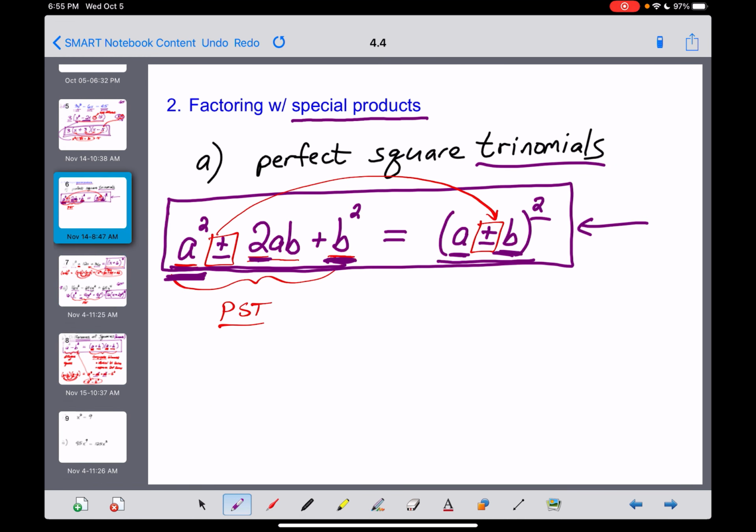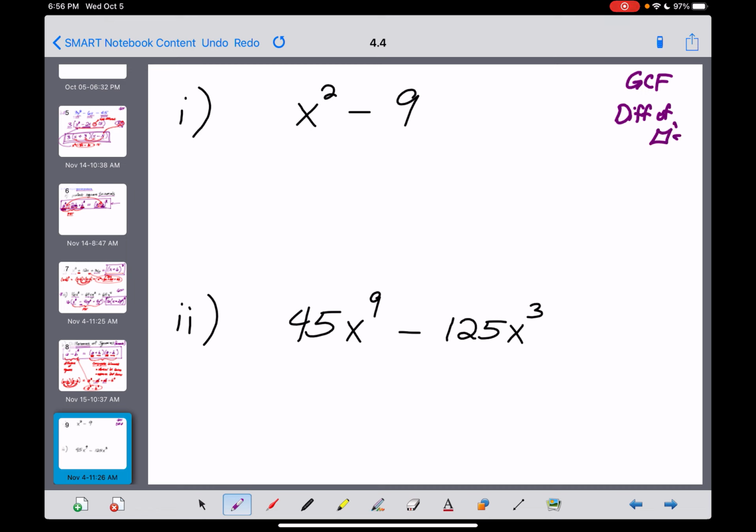But with a binomial, the only way you can factor that is to first pull out a GCF, and second, to look for a difference of squares. There you go. So there is no GCF. Now we have to check, is this thing a difference of squares? Is your first term a perfect square? Yes, it is. Is your last term a perfect square? Yes, it is. So this one is going to factor into the product of two conjugate binomials.